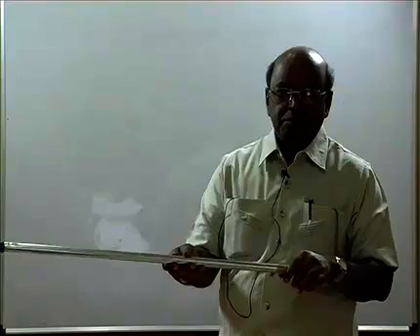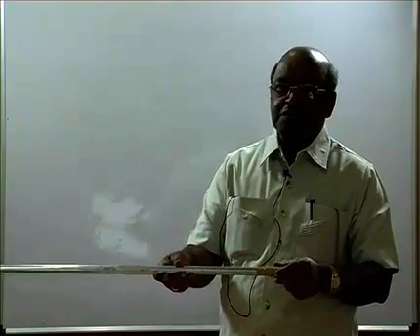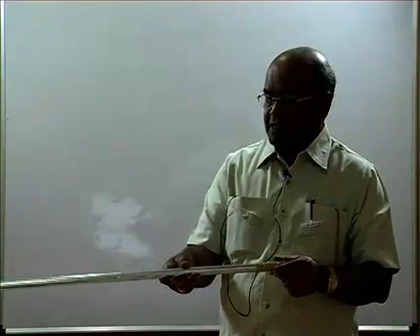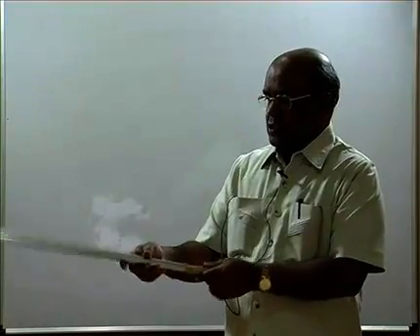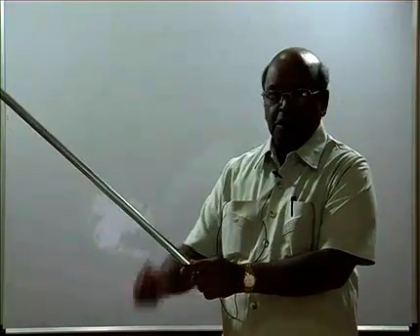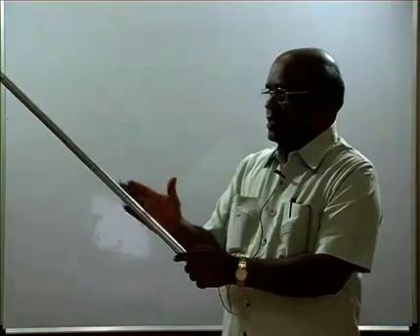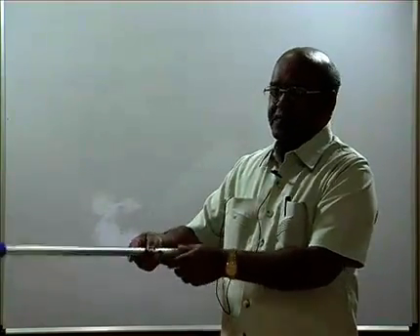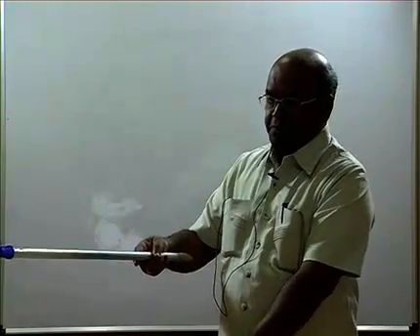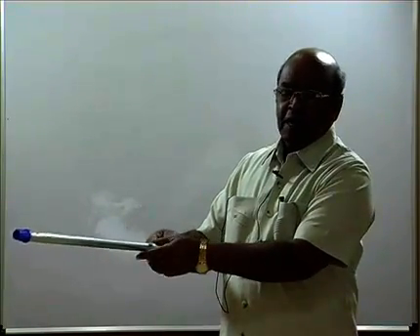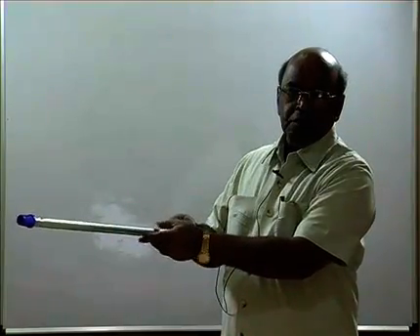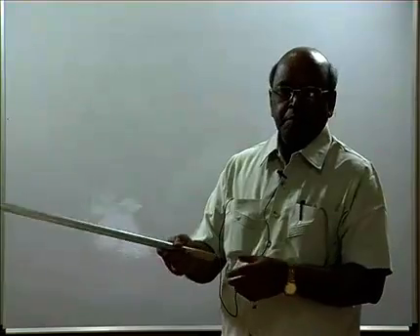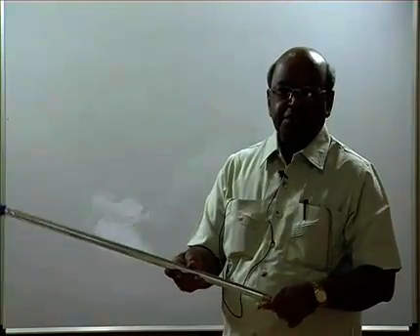What is the next? Straight line parallel to one and inclined to the other. Suppose you take this. Now it is inclined to the horizontal plane and parallel to the vertical plane, or it can be like this. In this case, it is parallel to the horizontal plane and inclined to the vertical plane. So either of these two are called straight line parallel to one and inclined to the other.